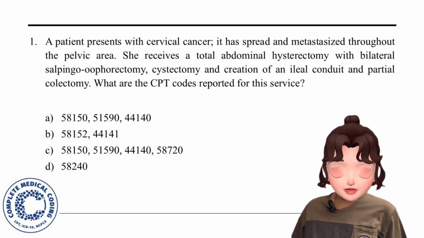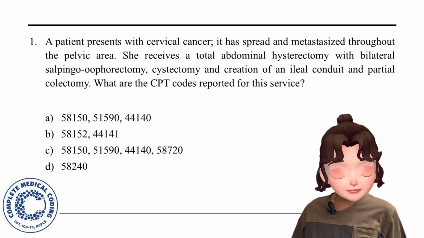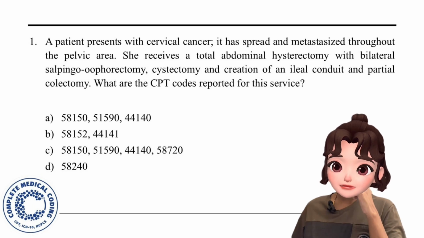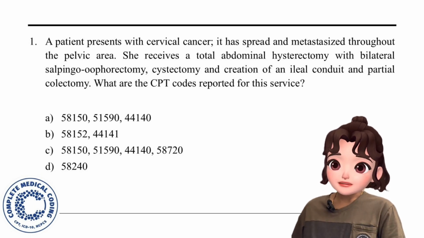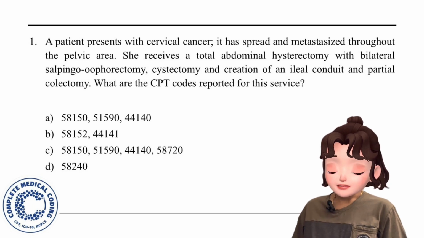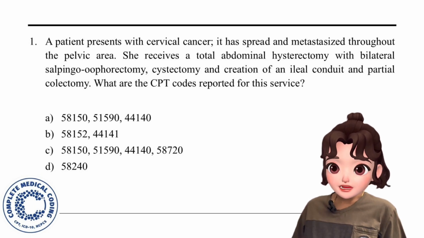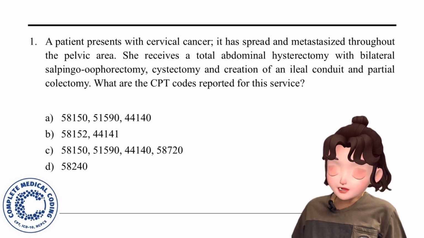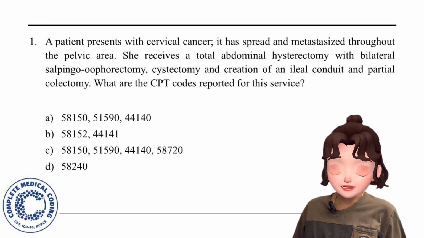So let's look into the codes one by one. Options. What is the first option? I had already taken the 50,000 series. You can open the 50,000 series in your CPT code book. Go to the first option, first code 58150.